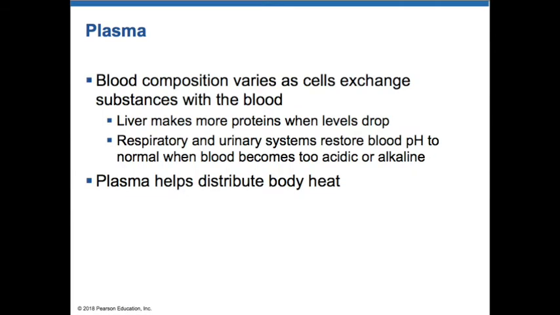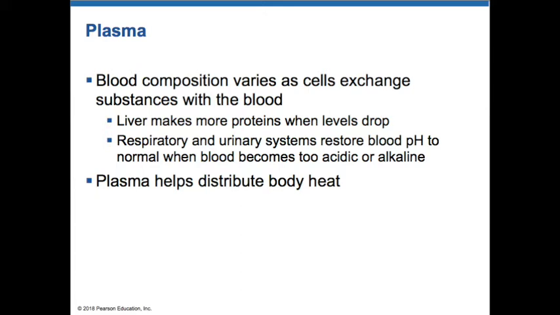You are going to see that the composition of blood and plasma will vary depending on the need of the body. For example, if you are suffering from some sort of bacterial infection, of course, the percentage of antibodies is going to be much higher compared to an individual that is not fighting any infection. But do note that the respiratory and the urinary system are going to work together with the cardiovascular system to maintain the proper blood pH.